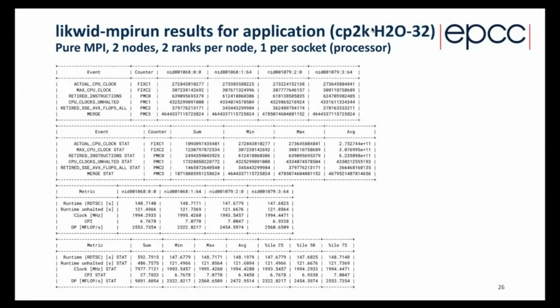If we run a bona fide application with the same options, using CP2K as a simple example, this shows that we get the output for each individual core or each process. The output for each process is shown here. We get the event counters and the statistics for the event counters, and we get the derived metrics and the aggregate statistics for the derived metrics.